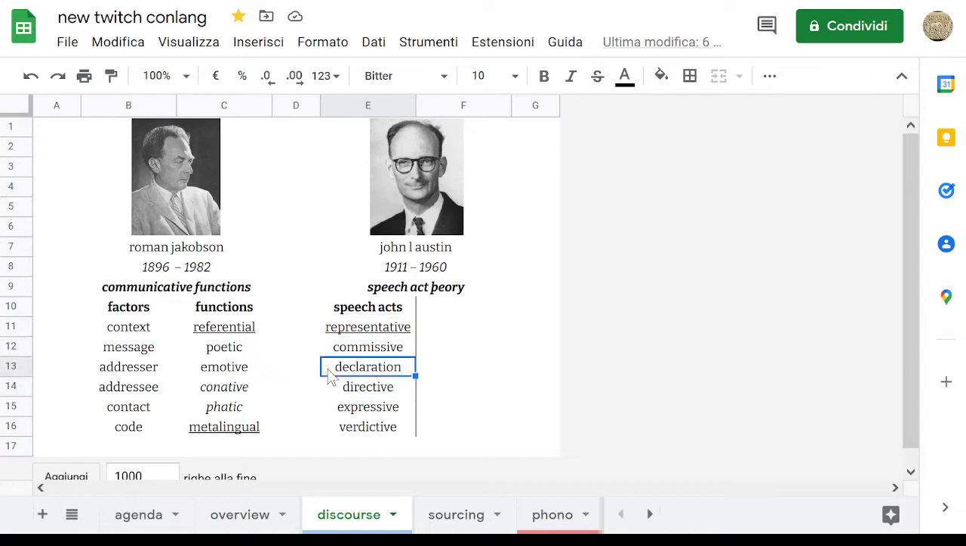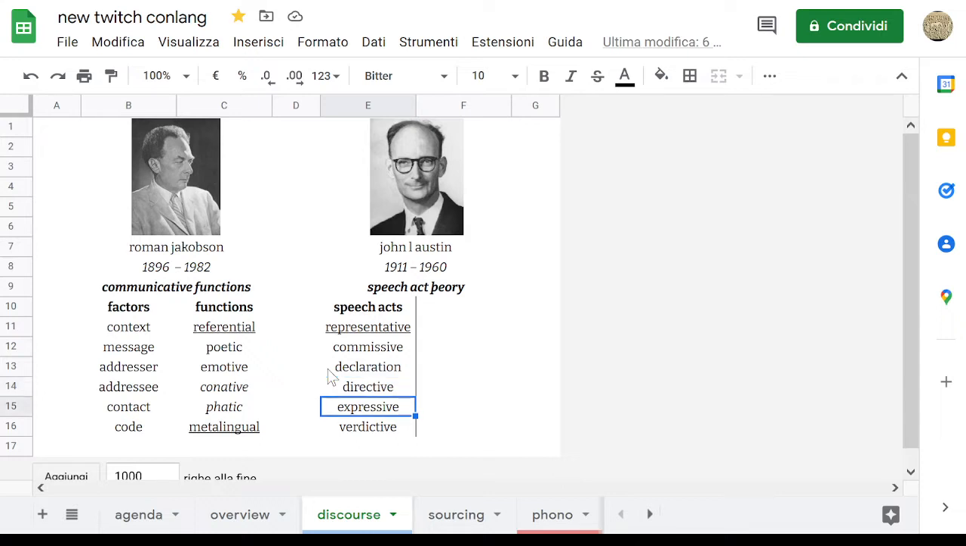Commissive and declaration don't really have good analogs in Jakobson's model. I guess a commissive, when you're committing yourself to doing something, I don't know where I would put that in Jakobson's model. I think it might just be considered a type of referential for Jakobson. But a directive is pretty much what a conative is, a bit. It has a conative function to do a directive speech act.